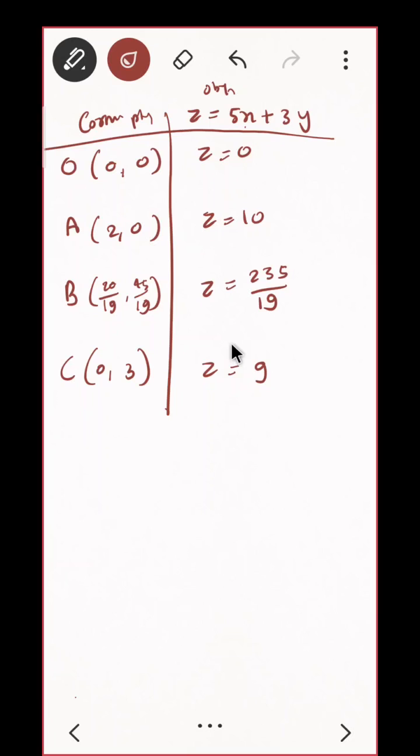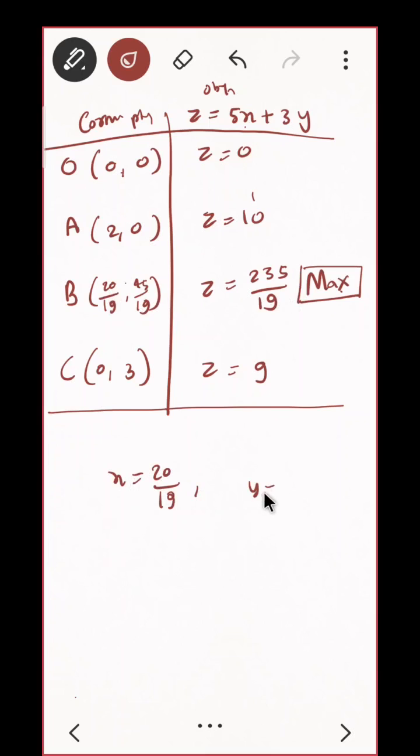Okay, so now can you tell me which of these four is maximum? Since the question was asking for maximum. Option B, point B. So this is maximum. What is my solution? Solution is x equal to 20/19 and y is equal to 45/19, and the maximum value is 235/19. Do you agree? This is how you have to solve any question.